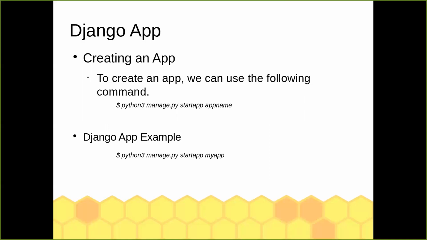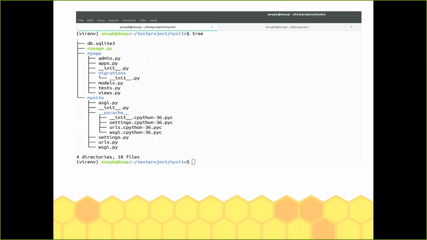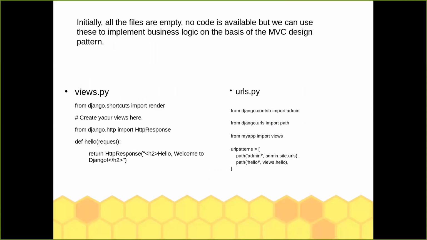Creating an app. To create an app, we can use the following command: python3 manage.py startapp appname. In this example, in place of appname, we use myapp. Use the tree command to see the structure of the project. Initially, all the files are empty.